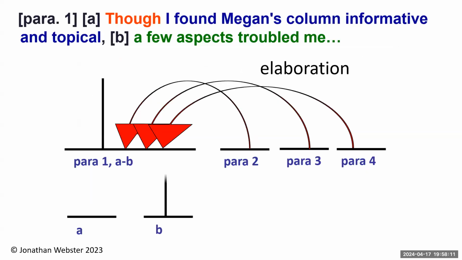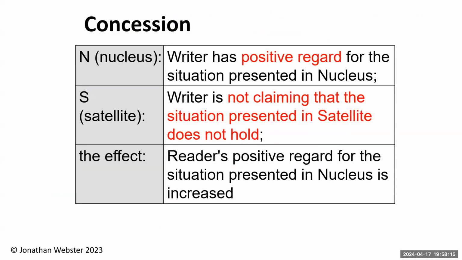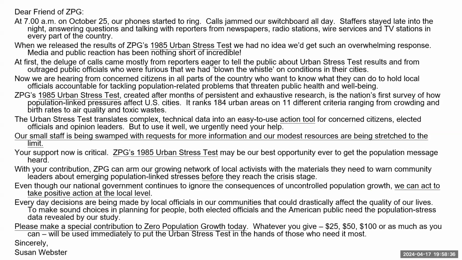When we define concession, the writer has positive regard. That is not grammatical. That is semantic. It's how one responds to it. That is meaning. Meaning is response. Meaning is how one responds to something. And so we looked at it in terms of this letter. This is a CPG letter.